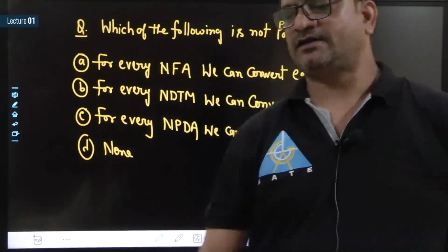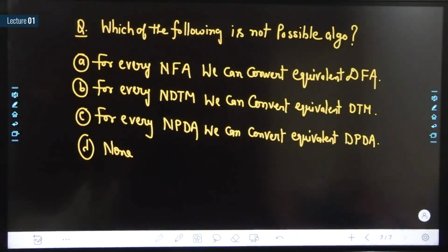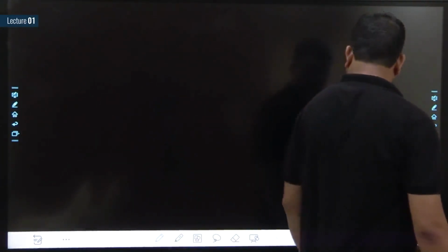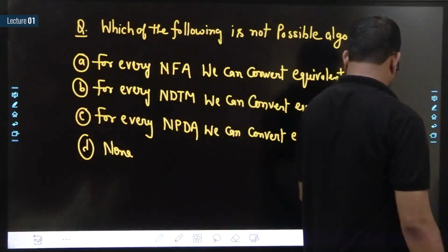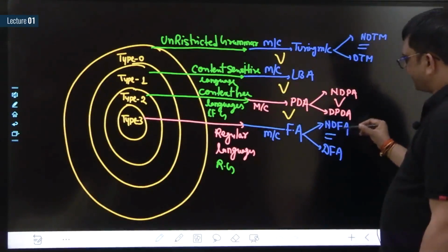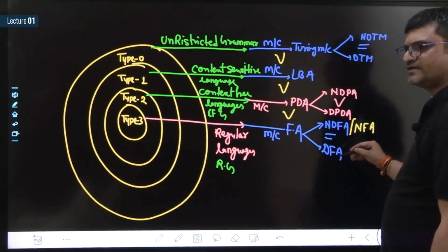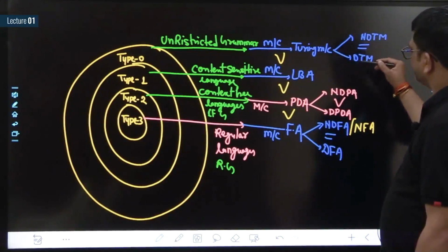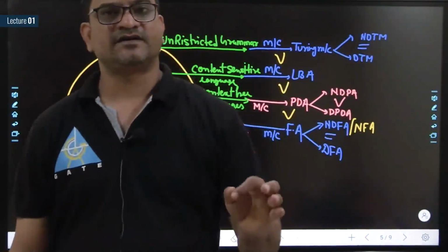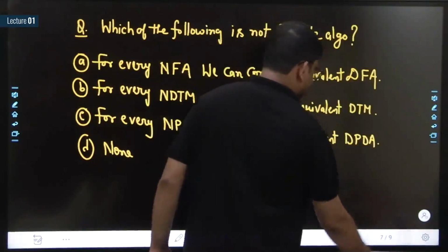Please look at the diagram and after that give the answer for this question. See the diagram. For every NFA, we can convert it to an equivalent DFA. For every non-deterministic Turing machine, we can convert it to a deterministic Turing machine. But for every NPDA, we cannot construct the equivalent deterministic PDA. Clear? Now check the options.